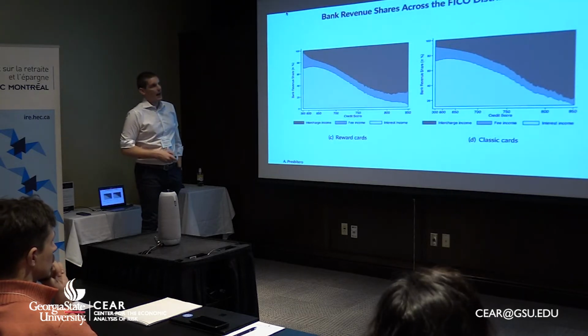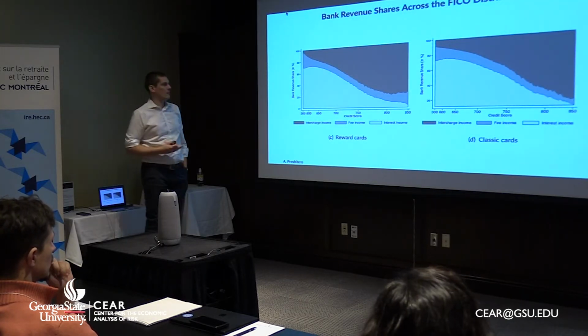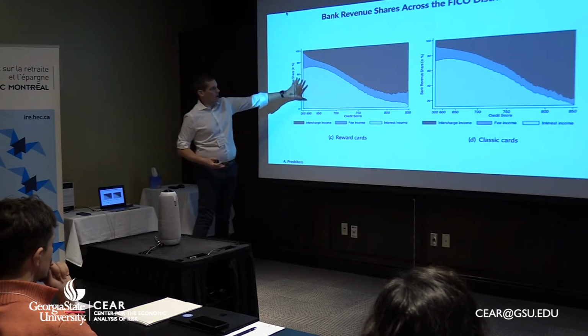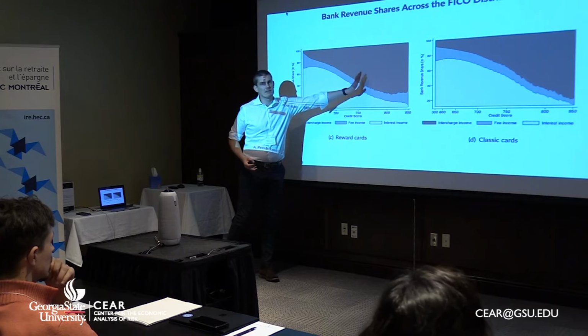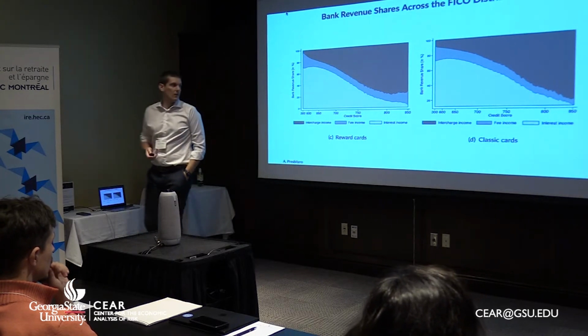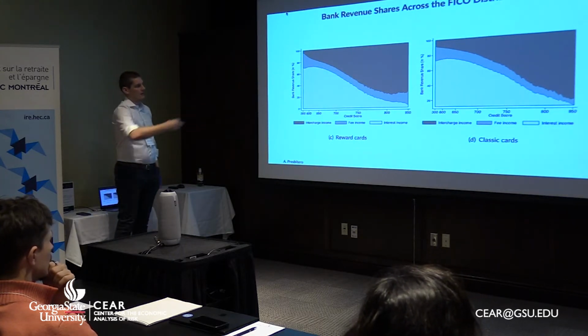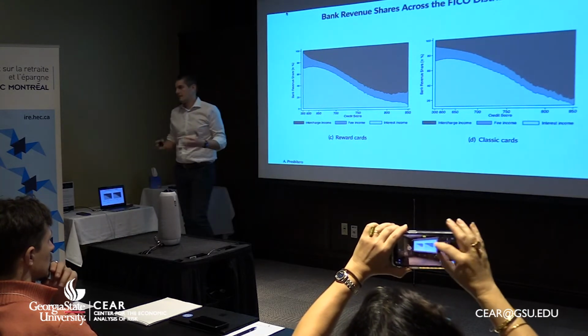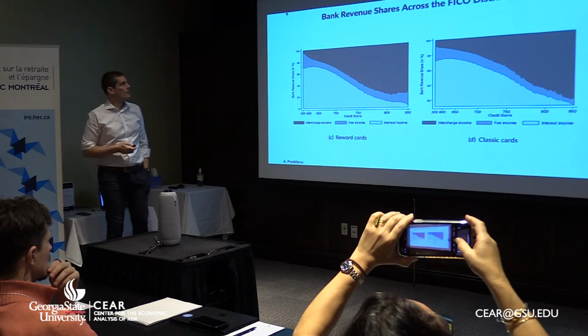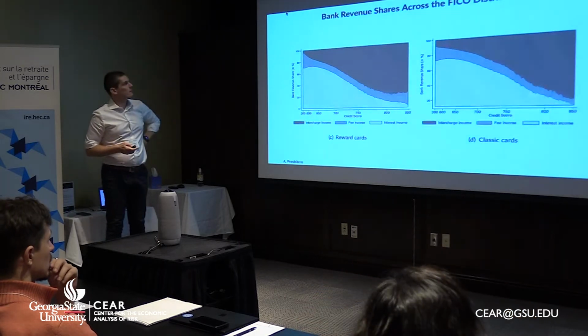Let me skip that. And if you look at the source of income for the bank, you can see that at the lower part here it is interest income. The more you move to high FICO people, it's basically interchange. So people spend a lot of money. And there is not much of a difference here between reward cards and classic cards. Fee income is kind of irrelevant in economic terms. I think I'm almost done.